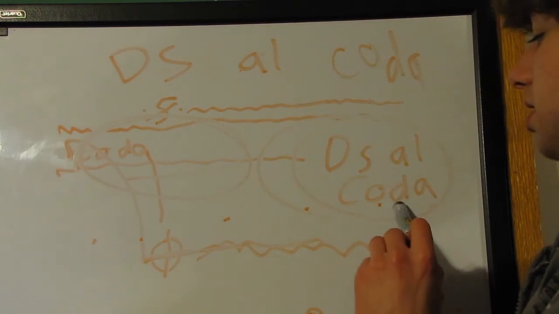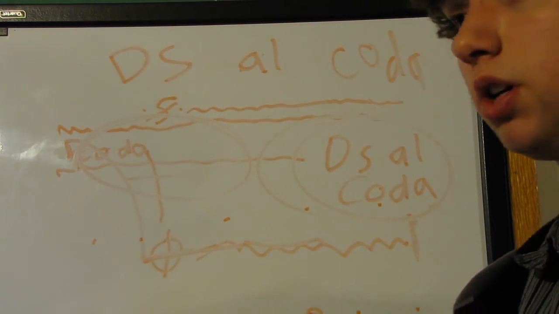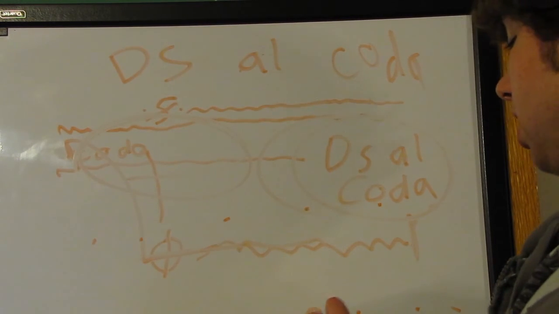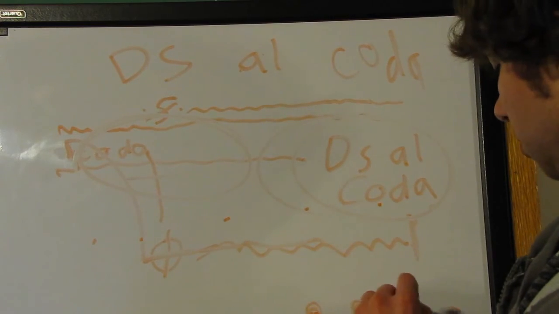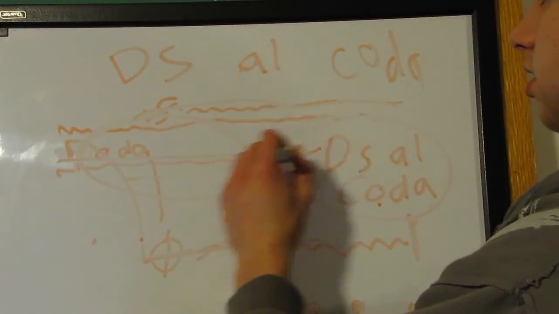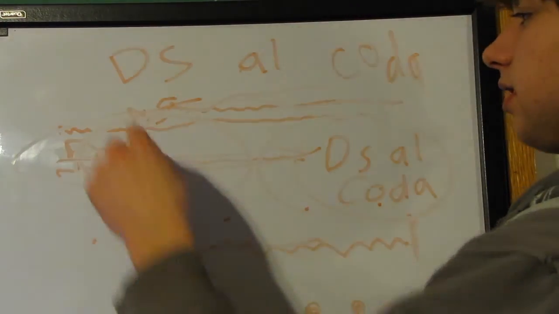Just because we reached a DS al coda does not mean we stop playing, does not mean we change the tempo unless marked. Or if there's a rest, then we don't play. But otherwise, we should be continuing playing. So we're playing till we reach this, go up here, continue playing from that spot. Don't play anything to get up there.